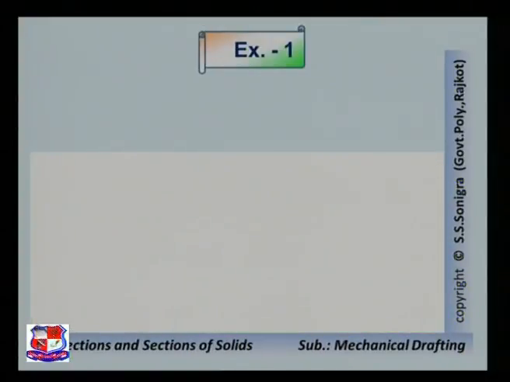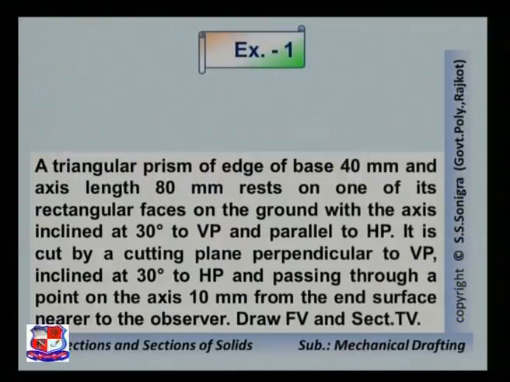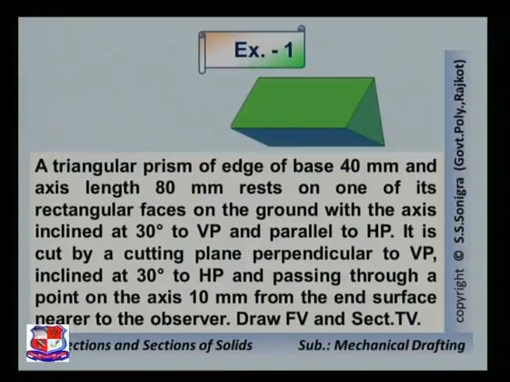Example number 1. A triangular prism of edge of the base 40 mm and axis length 80 mm rests on one of its rectangular faces on the ground with the axis inclined at 30 degree to VP and parallel to horizontal plane. It is cut by a cutting plane perpendicular to vertical plane, inclined at 30 degree to HP and passing through a point on the axis 10 mm from end surface nearer to the observer. Draw front view and sectional top view.